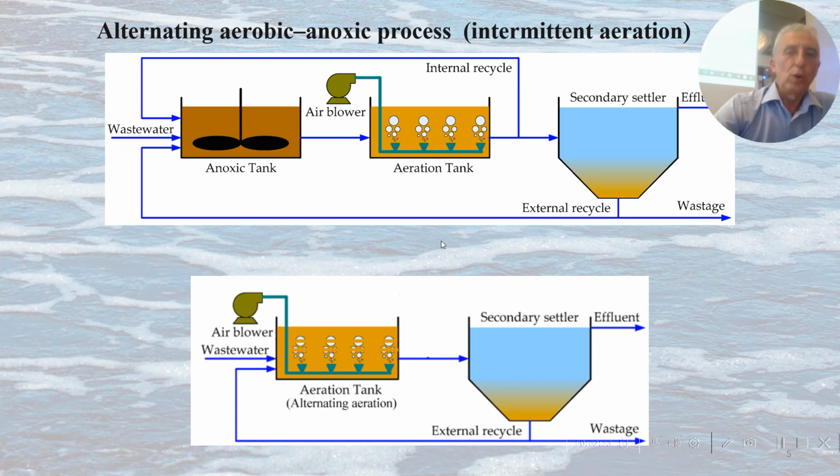In medium and low plants, we can save space because here these tanks are arranged in sequence in space. We can use only one tank and we can have alternating aeration.